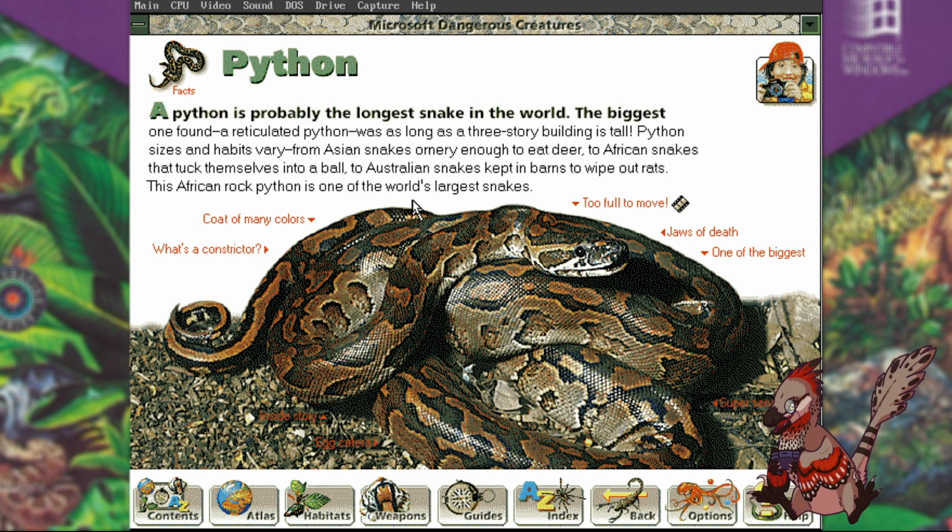Python sizes and habitats vary from Asian snakes ornery enough to eat deer, to African snakes that tuck themselves into a ball, to Australian snakes kept in barns to wipe out rats. This African rock python is one of the world's largest snakes. I still can't get over the 3-story thing, to be quite honest. That feels nuts. I'll have to look that up later.